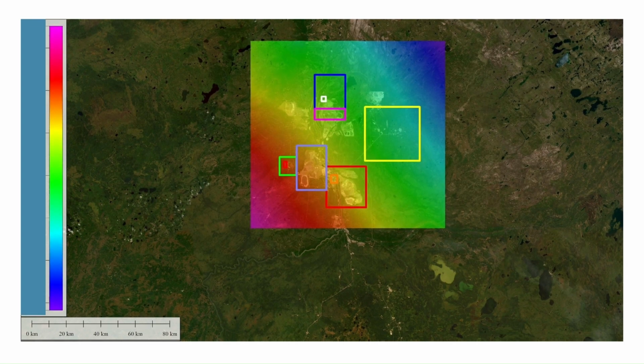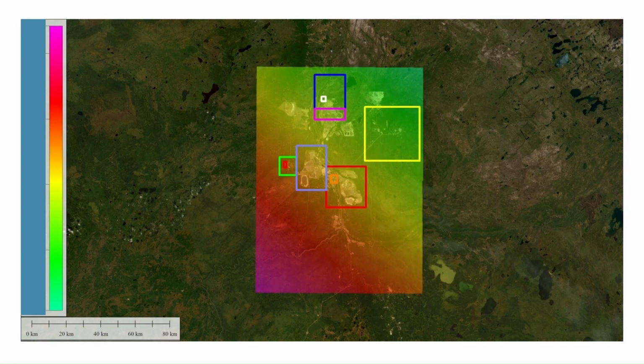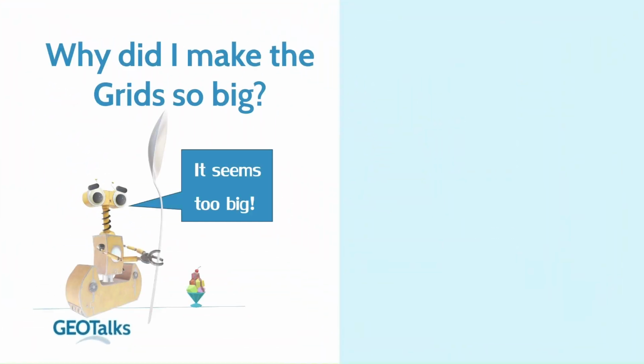This one, you can see how it slopes in a different direction. This one goes from CGVD 28 to the base plant. And finally, this one goes from base mine to base plant. Now, you'll notice something about them. They're quite massive. Why did I make the grid so big?